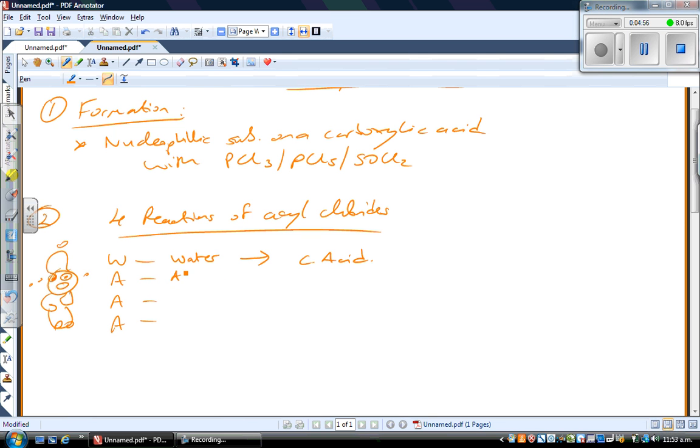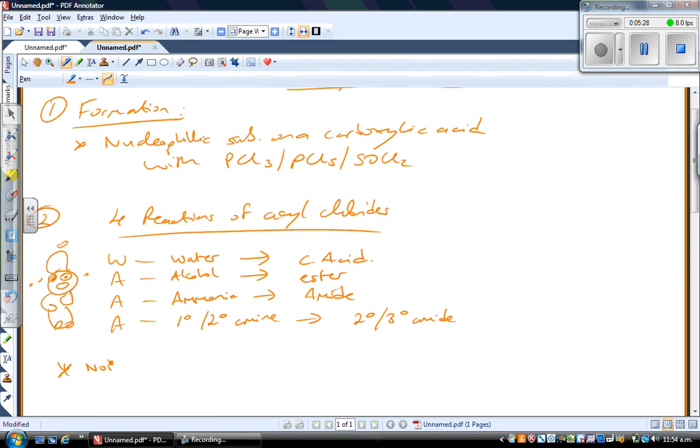Acyl chlorides can react with an alcohol, which forms an ester. Acyl chlorides can react with ammonia, which will form an amide, or alternatively, you can use a primary or secondary amine, and that will form a secondary and tertiary amide, respectively. We'll talk about these reactions individually in a second.